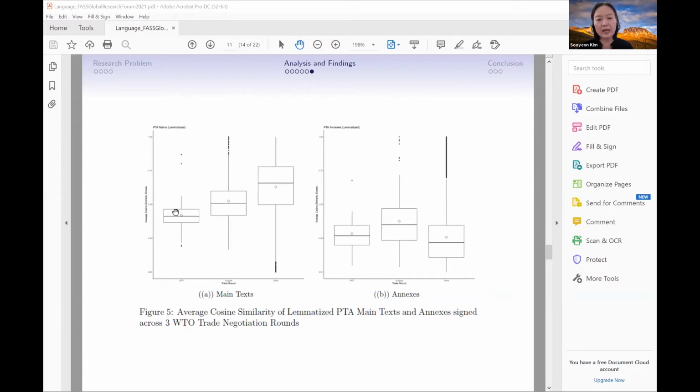So the other thing we did was we looked at the similarity of agreements that were signed after major milestones in global trade governance. So first we have the GATT here, the General Agreement on Tariffs and Trade, which is the precursor, right, to the World Trade Organization, where we see the average or the median similarity scores for the main text versus the annexes. What's interesting, of course, is that this one, right, this is the Uruguay round, which is the last trade round that happened under the GATT, started in 1986 and led to the establishment of the World Trade Organization.